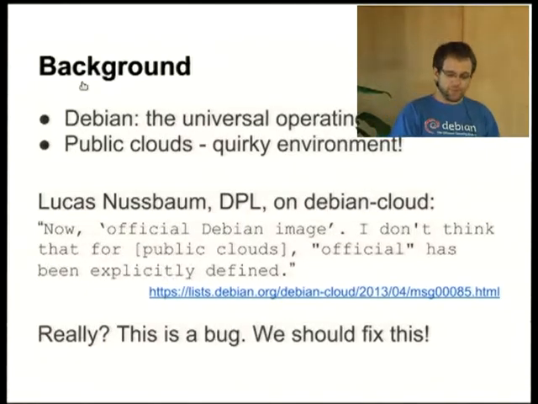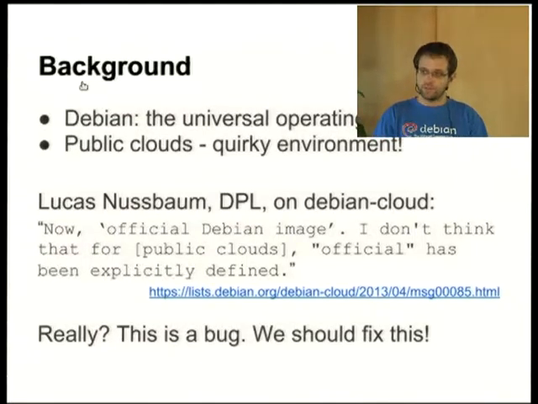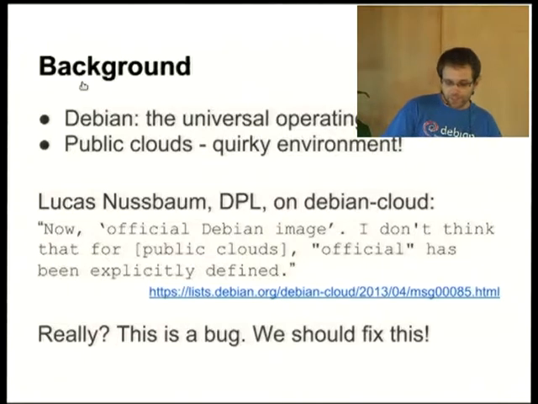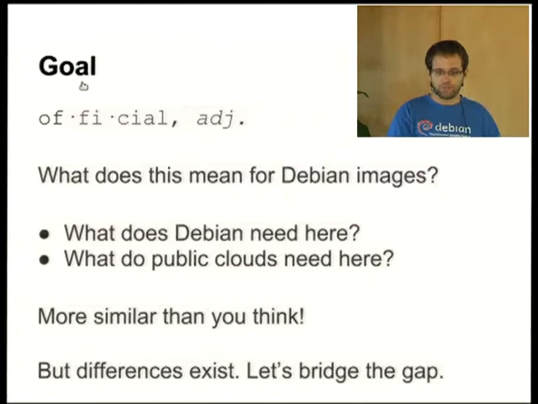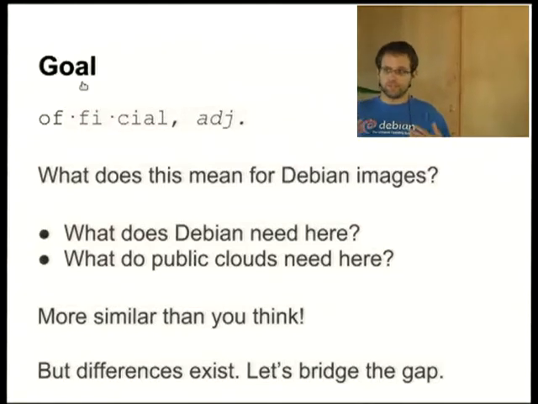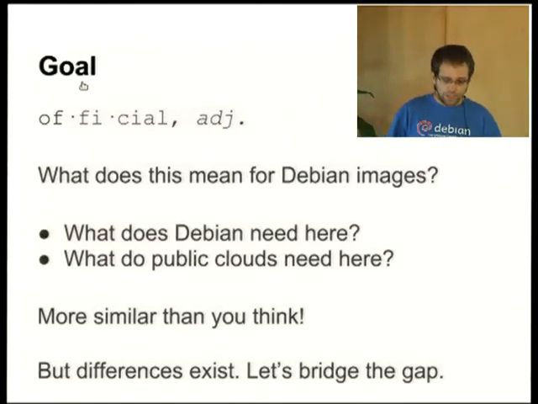Lucas Nussbaum, the Debian project leader, said in a discussion in April on the Debian cloud list, regarding official Debian images, I don't think that for public clouds, official has been explicitly defined. And it's true, we should define it, it's a bug. This is something we should have an answer to. So that's what I'm trying to figure out as a conversation to start with you all.